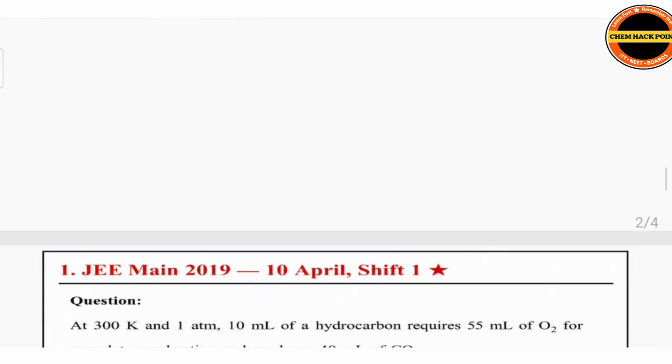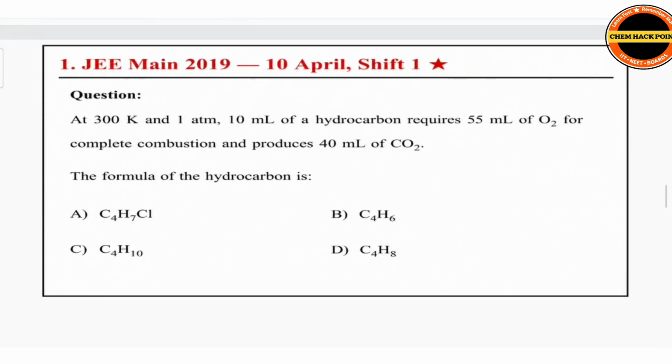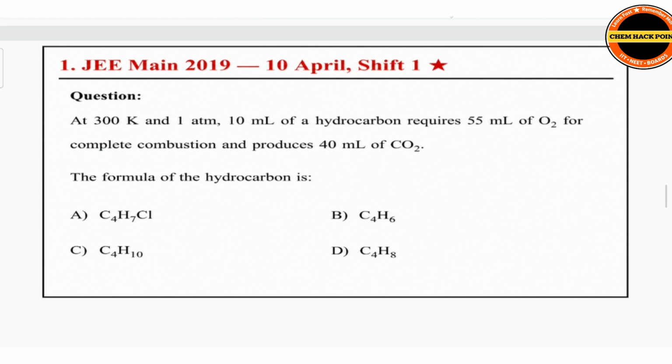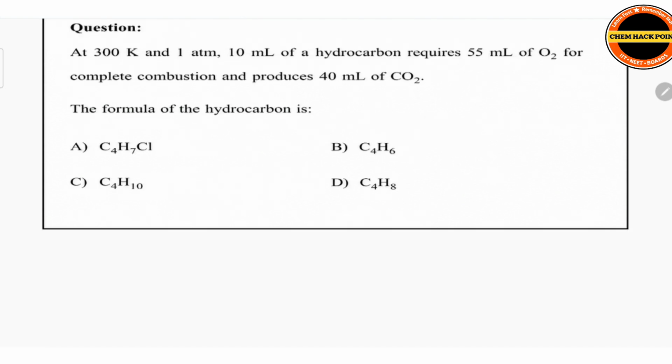Next, moving further, JEE Main 2019 10th April shift 1 question. Once observe the question here: at 300 Kelvin and 1 atm, 10 ml of hydrocarbon requires 55 ml of O2 for complete combustion and produces 40 ml of CO2. The formula of hydrocarbon is. Again same trick you can use here. So what is given in the question? Here x is equal to what we wrote previously, volume of CO2 by volume of hydrocarbon. So what is the volume of CO2?